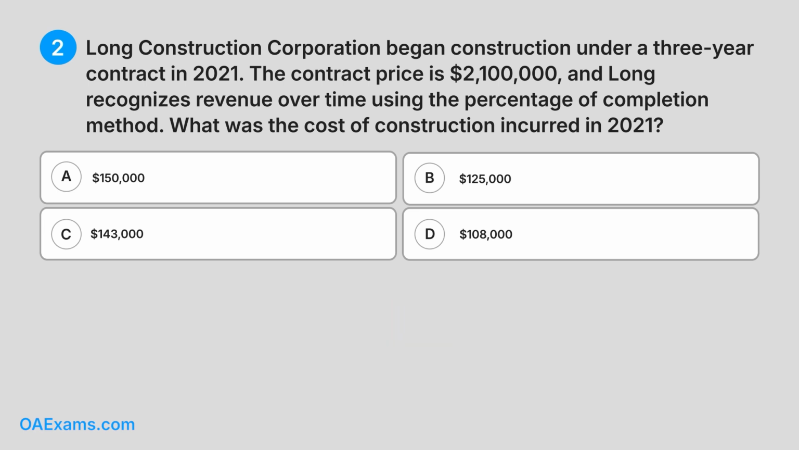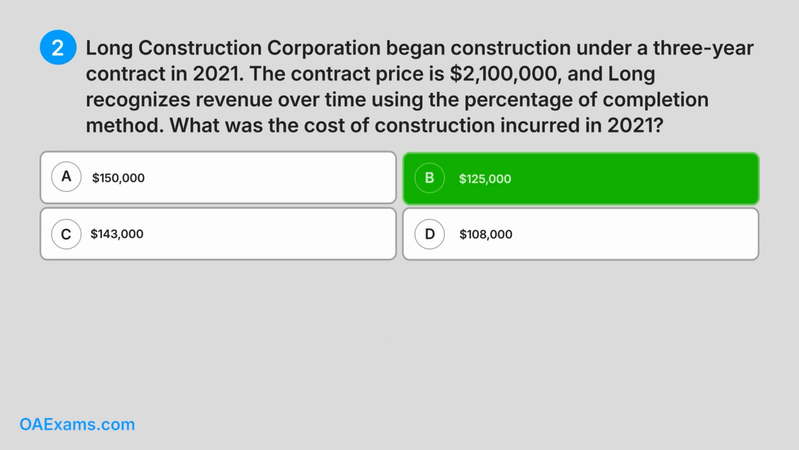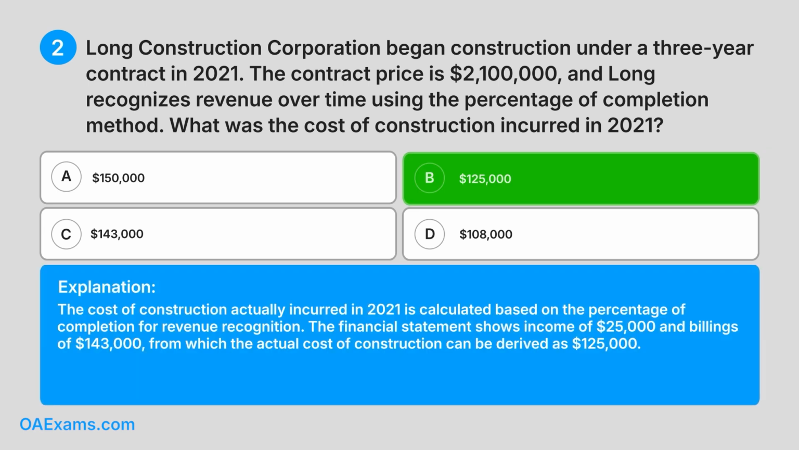Correct answer: B. $125,000. Explanation: The cost of construction actually incurred in 2021 is calculated based on the percentage of completion for revenue recognition. The financial statement shows income of $25,000 and billings of $143,000, from which the actual cost of construction can be derived as $125,000.